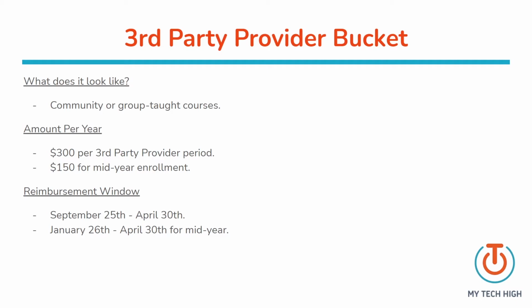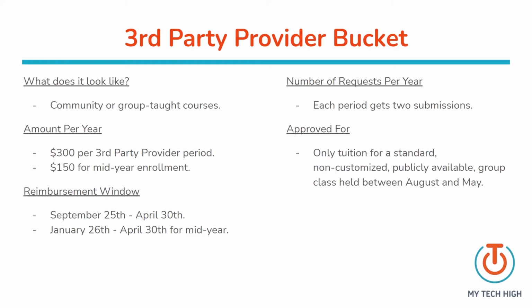The reimbursement window is the same for all types of reimbursement. You may submit up to 2 requests for reimbursement for each third-party provider period. Third-party provider funds are approved for only tuition for a standard, non-customized, publicly available group class held between August and May.